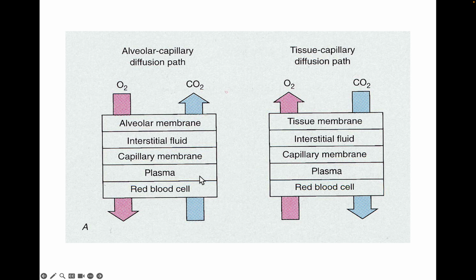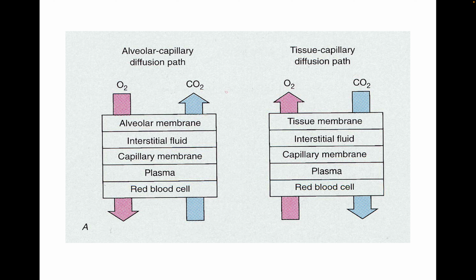Now here's the path that oxygen and carbon dioxide must travel through in order to go from your alveoli to your bloodstream, and from your bloodstream to the working muscles. So taking a look at the alveoli, the oxygen goes from the alveolar membrane through some interstitial fluid, through the capillary membrane, into the plasma, and finally into red blood cells. And those red blood cells will carry that oxygen to your working muscles.